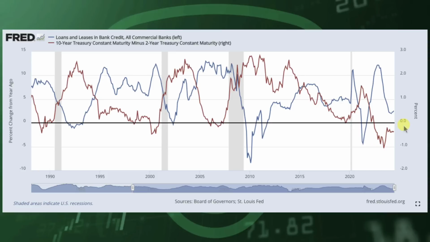And what do we see taking place here? Well, we're still in inverted territory and we're getting that credit growth contraction. So when this uninverts, are these jaws going to begin to close and are we going to step into another recession? And I think we just need to be aware that that can be a possibility.